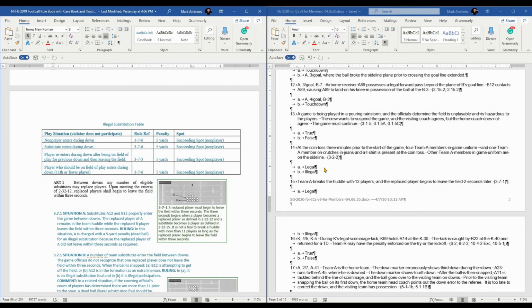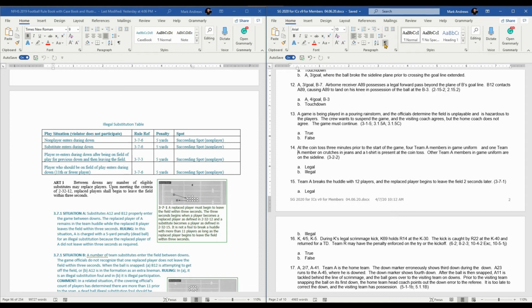All right. Question number 15. Team A breaks the huddle. Get these marks out of here. Team A breaks the huddle with 12 players, and the replaced player begins to leave the field 2 seconds later. So they break the huddle with 12, and then the player being replaced leaves within 2 seconds.